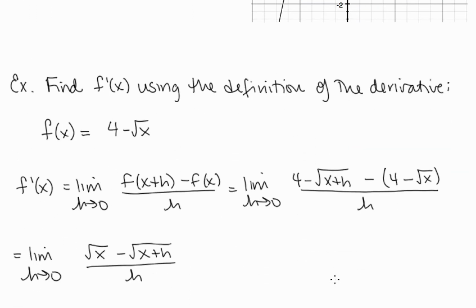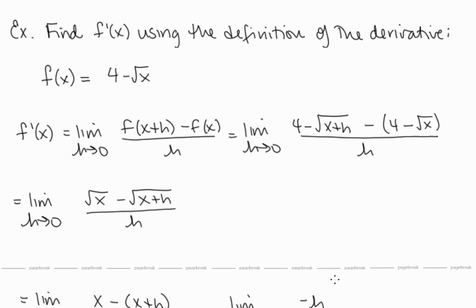Let's take a look at another example. Find f prime of x using the definition of the derivative, and f of x is equal to 4 minus radical x. So the definition of the derivative is this limit definition here, so we start out writing f prime of x is equal to limit as h goes to 0, f of x plus h minus f of x over h. And so we want to plug x plus h into our function here. And so that's going to be 4 minus radical x plus h. And then we subtract off f of x, again, use parentheses here, and that's all over h.